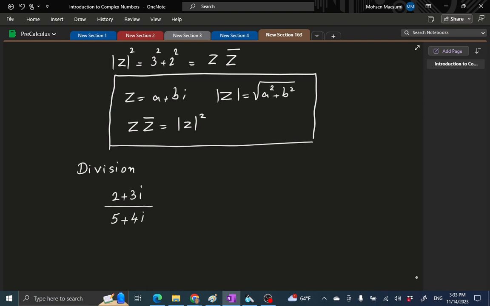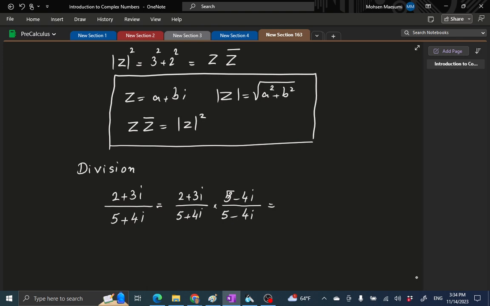I want to write this thing as a complex number. That is a real number plus another real number times i. How do I do that? Very simple step: multiply this thing by the complex conjugate of the denominator. That is, I take the fraction that I have, multiply by the conjugate of the denominator. So this fraction is of course 1.